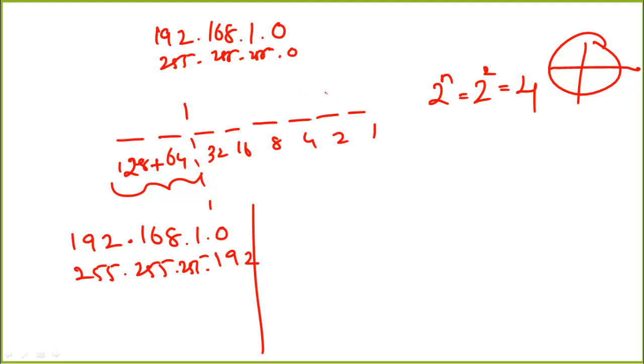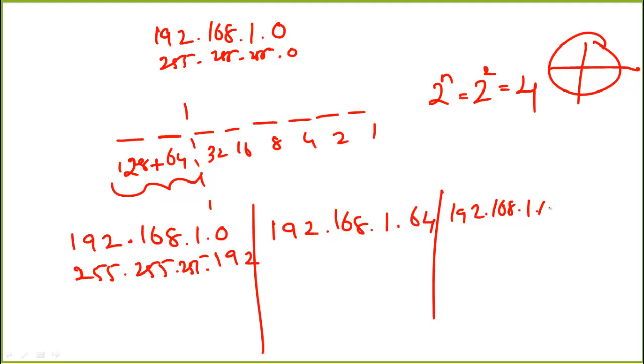Okay, so here 192.168.1.0, next 192.168.1.64 will be the next network. Next 192.168.1.128. Then 192.168.1.192. This is how the network gets split. All these networks will have the same subnet mask, that is 255.255.255.192 and so on.